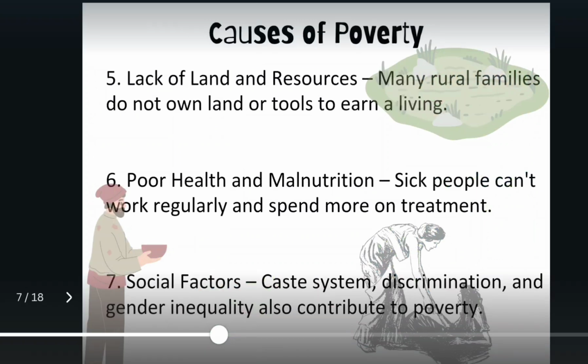Poor health and malnutrition. Sick people can't work regularly and spend more on treatment. So that's how, whatever little amount they have, is spent on treatments. Social factors like caste system, discrimination, and gender inequality also contribute to poverty. Now, you might be thinking how these factors are still affecting society, but there are areas where these systems, this discrimination and gender inequality are still contributing to poverty.